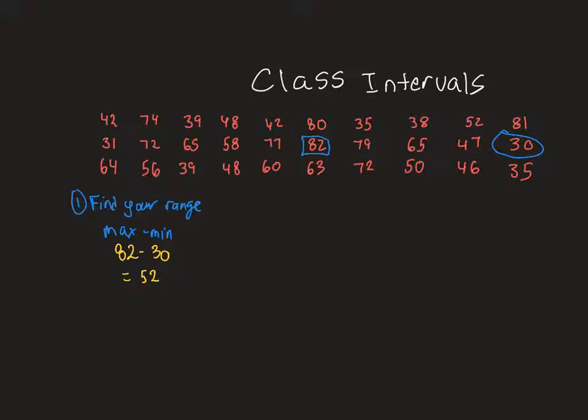The second thing you're going to do is determine how many groups, or as we call them, number of classes. Now this comes from a general rule of thumb, and the general rule of thumb is if you have a sample size of up to 50, you're going to want 5 to 7 classes.